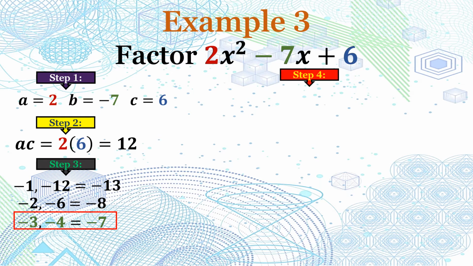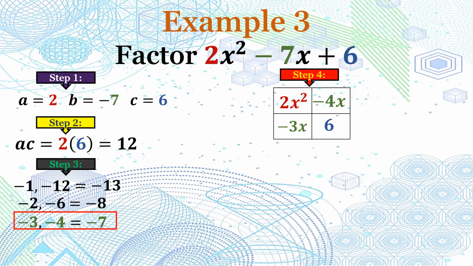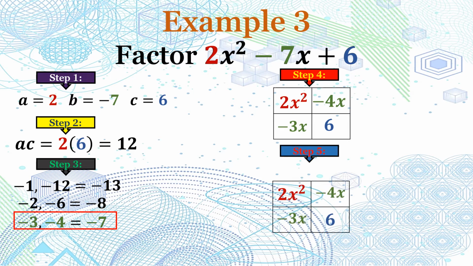Now let's draw a 2 by 2 grid, putting the first term in the upper left-hand corner, the last term in the lower right-hand corner, and the factors of AC that add up to B in the diagonal corner. So we have negative 3x and negative 4x. Then now let's factor the rows and columns.